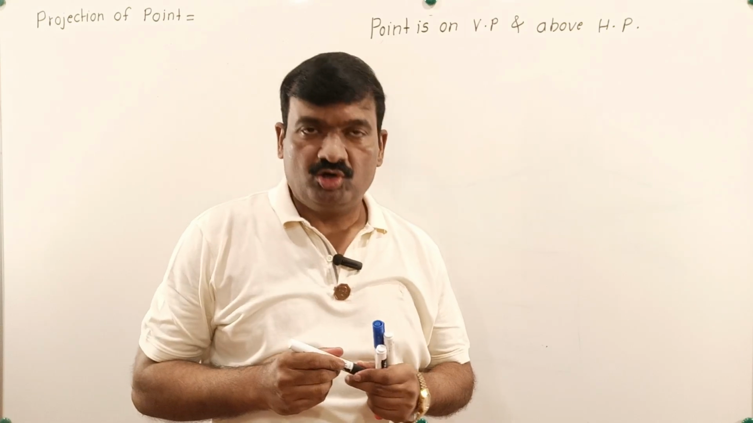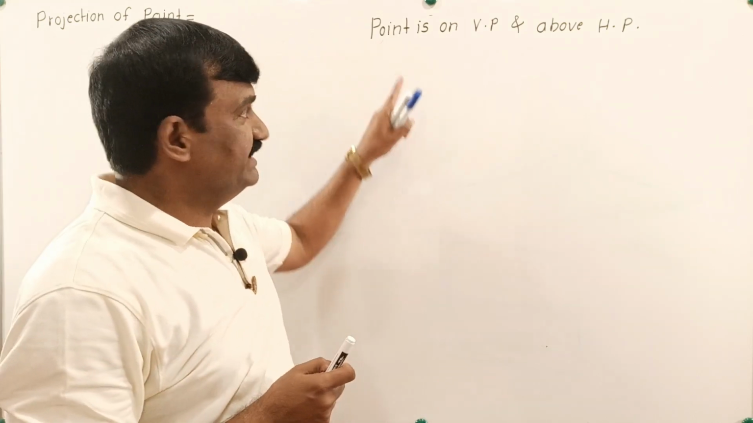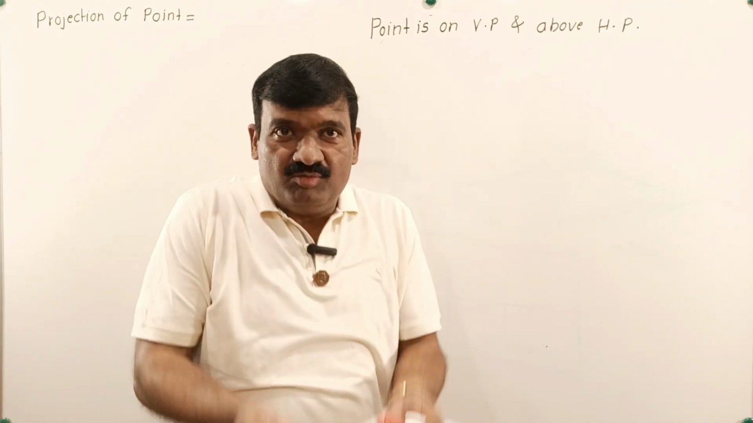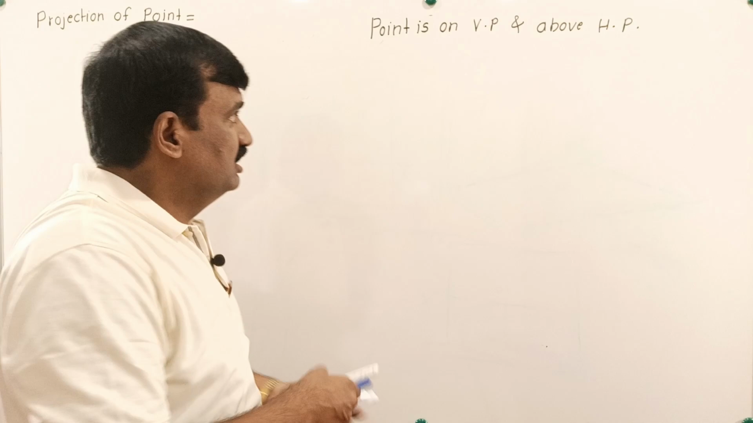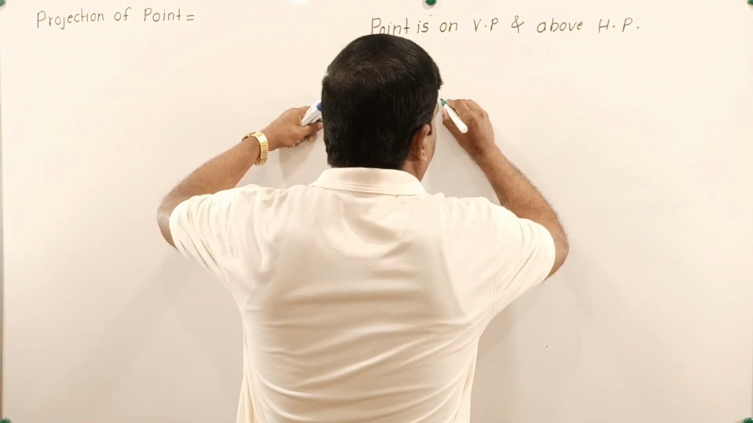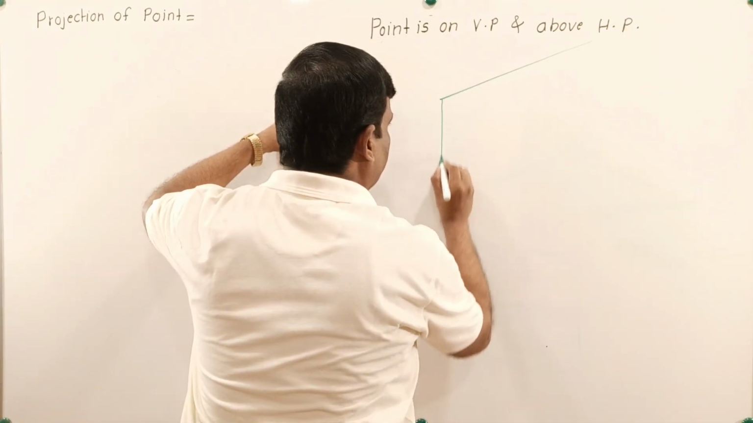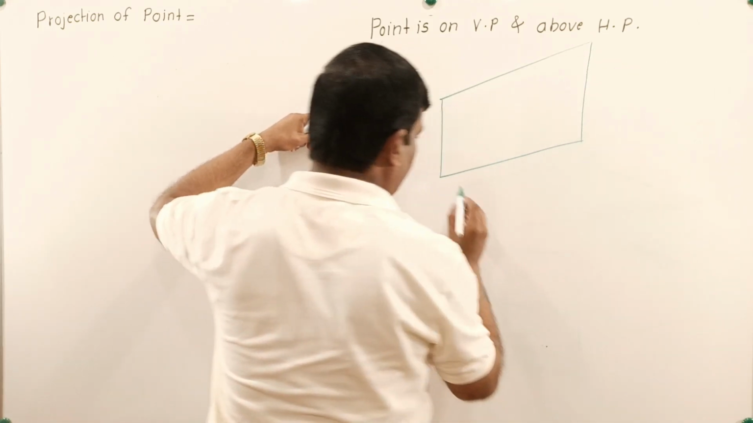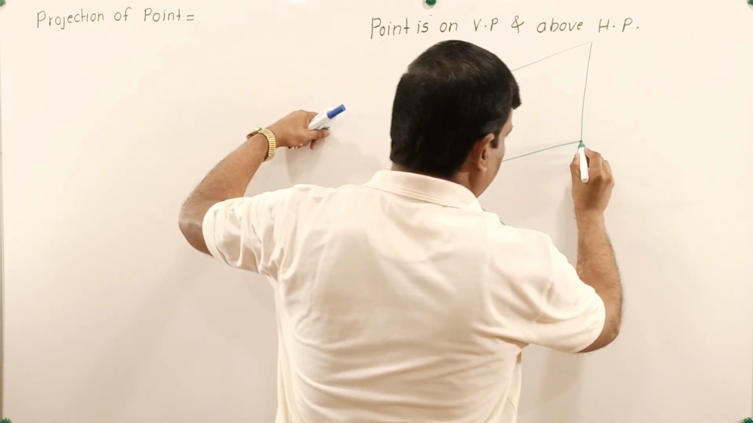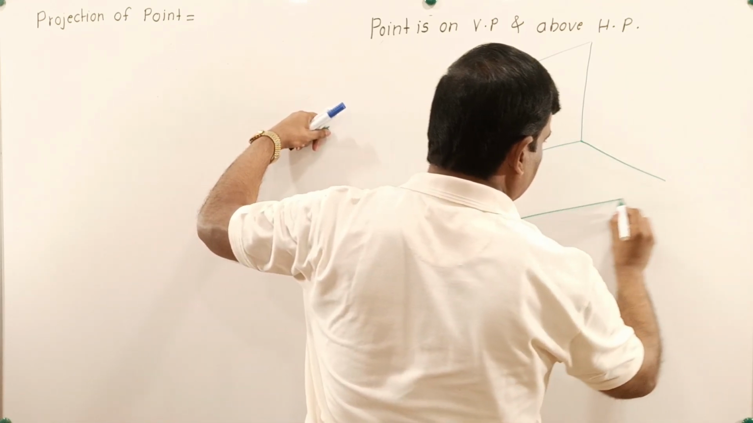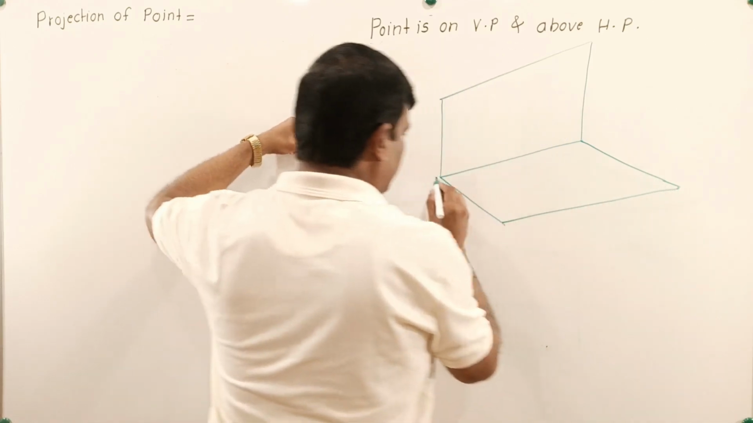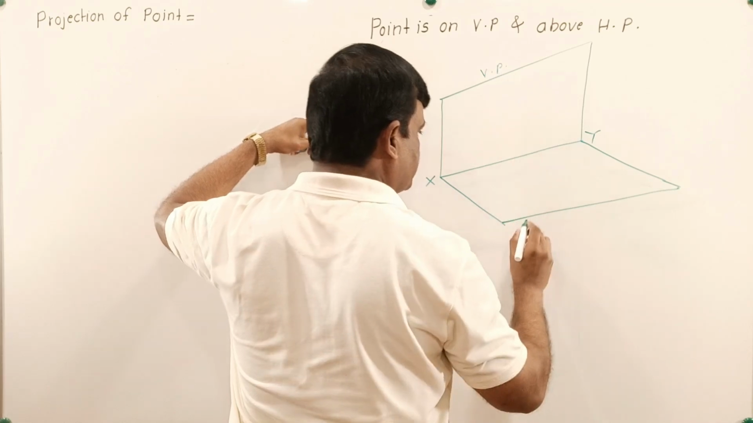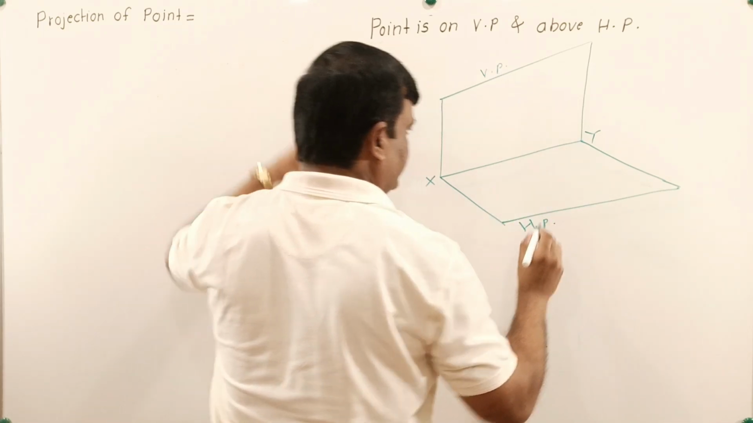Case number 3 for projection of a point: when any point lies on the surface of the vertical plane but it is above the surface of HP. Let's draw the VP first of all. So this one is a vertical plane. It is vertical, making an angle of 90 degrees with HP, and HP and VP are always separated by one edge called the XY line.